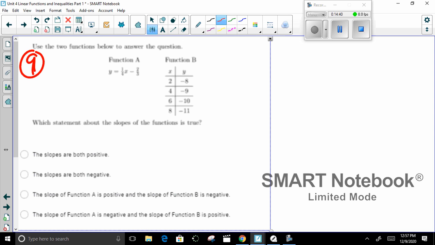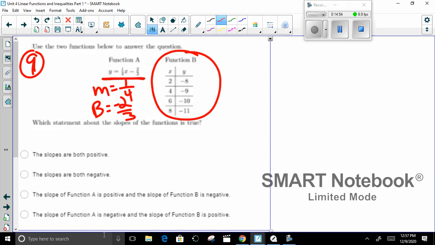Use the 2 functions below to answer the question. So I'm given an equation right here. I should be able to tell that my slope is 1/4 and my y-intercept is -2/3. Here I'm given a table. Which statement about the slopes of the function is true? I know the slope here.